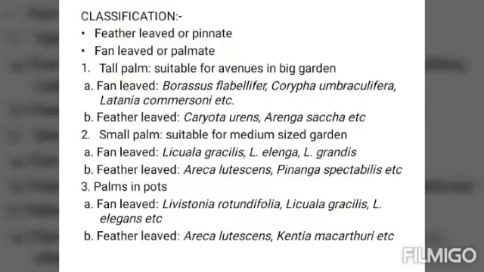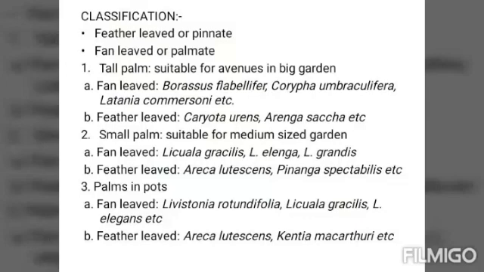Now we'll talk about the classification. So in classification, the palms are divided into two main groups. Before you classify, you have to divide it first into two main groups. That is the feather leaf or pinnate, and second is fan leaf or palmate. So according to these groups, we have to classify the palms. Let's talk about the tall palms. Tall palms are suitable for avenues, making avenues in big gardens.